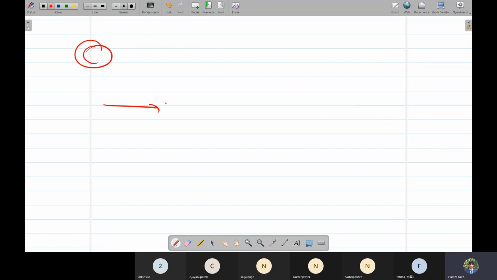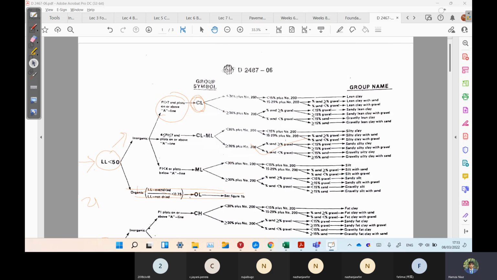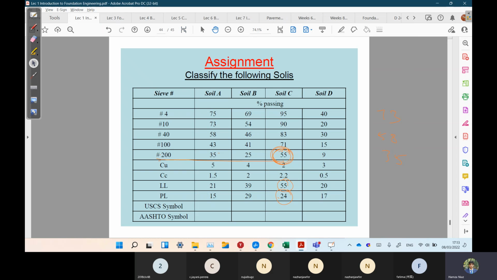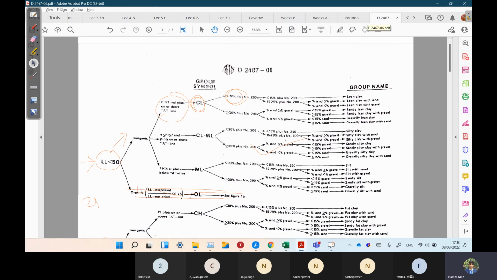Soil C. Our USCS classification would be CL. And we have to check this 30 plus 200. This 30 plus means the percentage retained on sieve number 200. So if we move towards here, the percentage passing on sieve number 200 was 55. So the retained percent would be 45%.